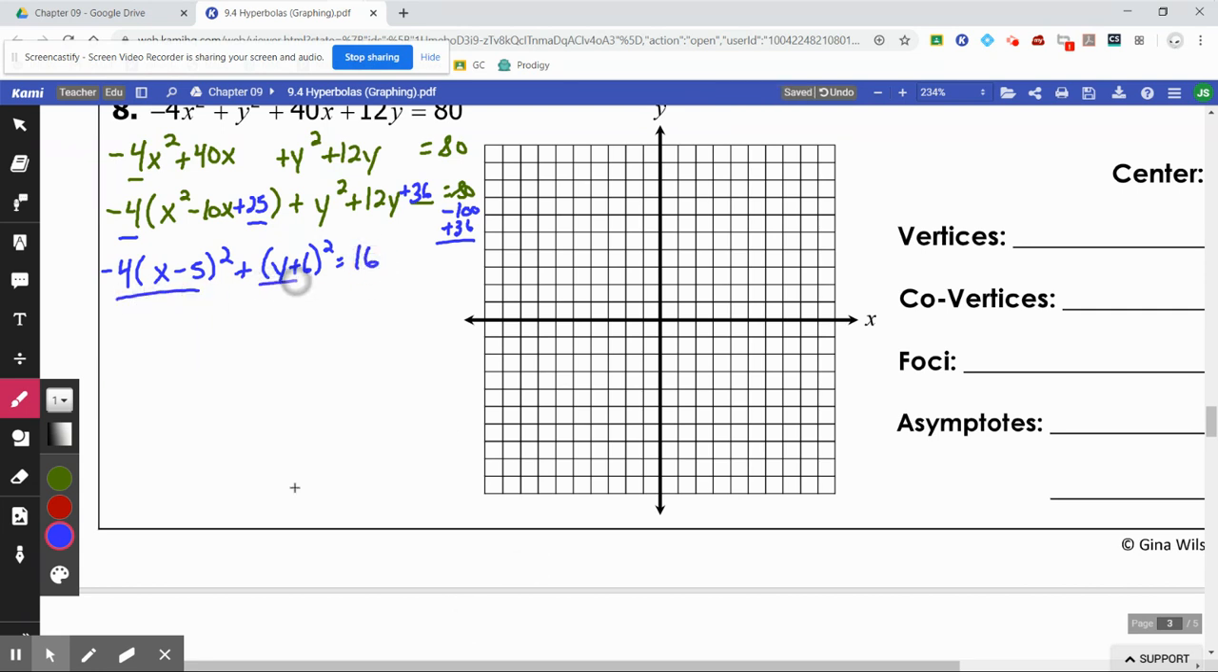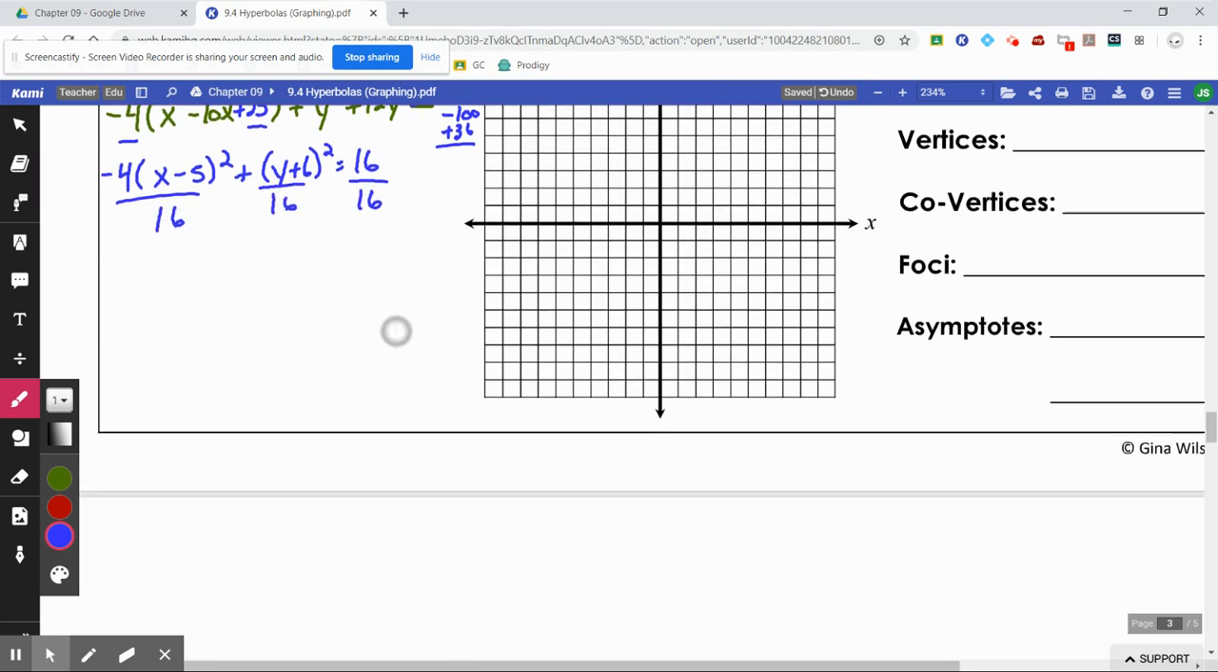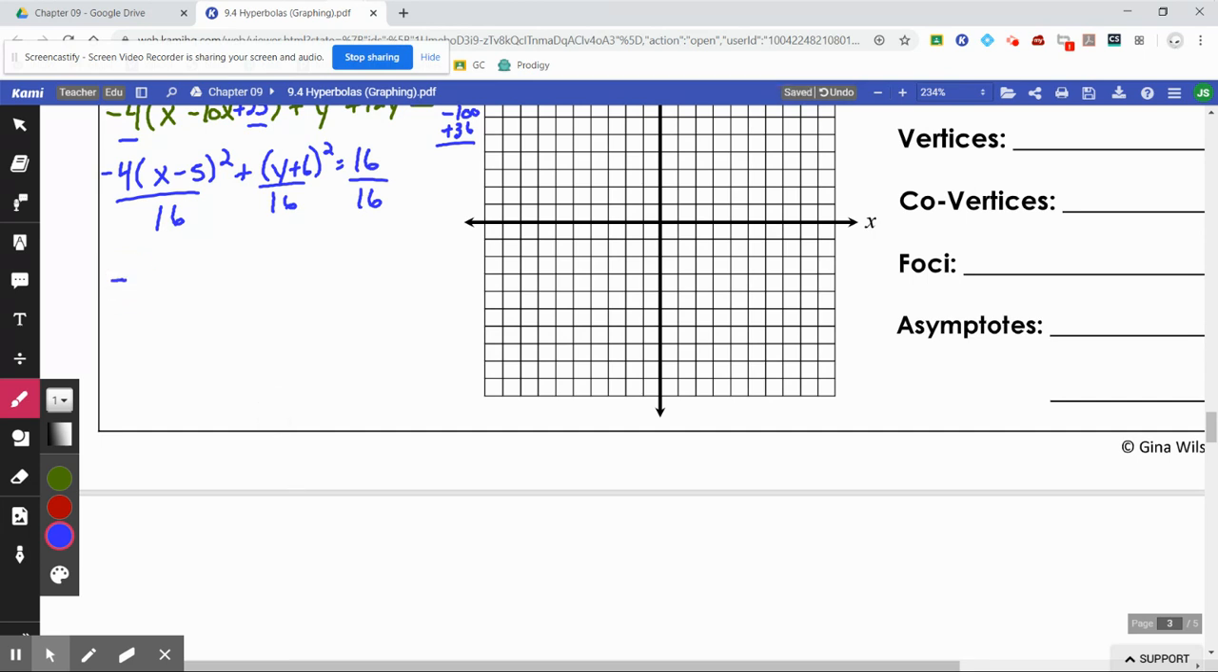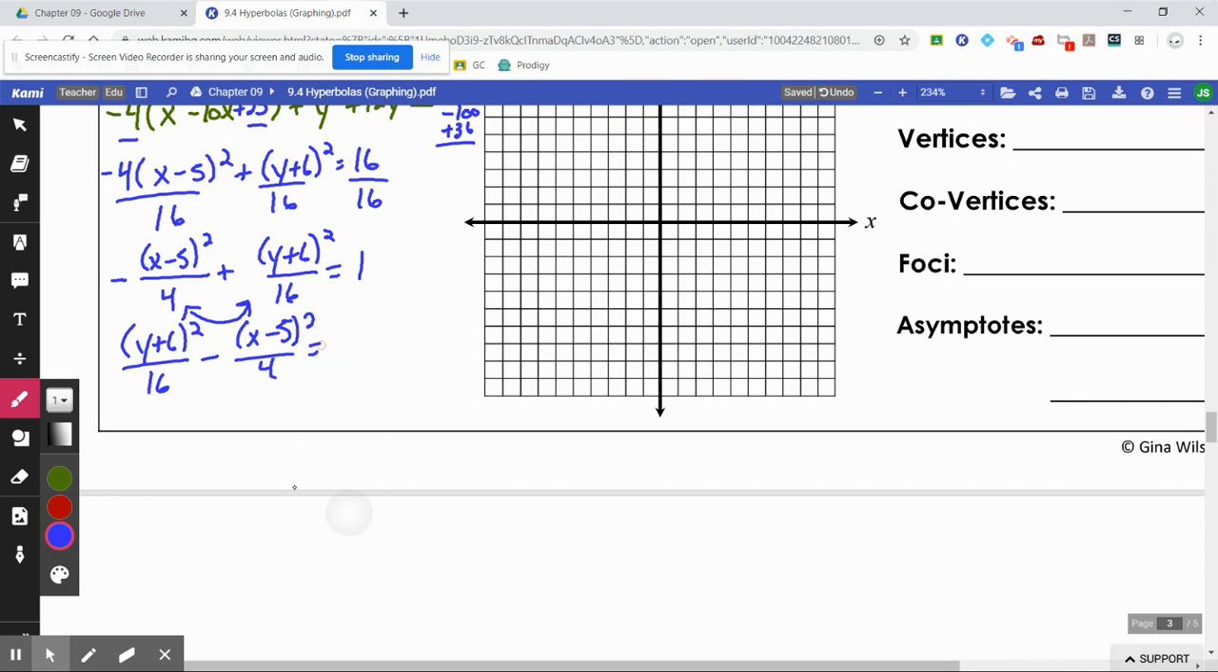All three terms, you're now going to have to divide by 16 to make it a 1 on the right side. Negative 4 over 16 is a negative 1 over 4, and you leave the x minus 5 squared on top. The second one is good to go, and then equals 1. Now there's a problem, because for hyperbolas, the minus sign is supposed to be in the middle. That's fine. Just switch these two terms. And write this as y plus 6 squared over 16 minus, which goes with the x minus 5 squared stuff, over 4 is equal to 1.